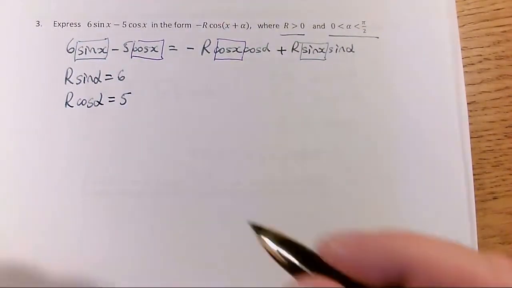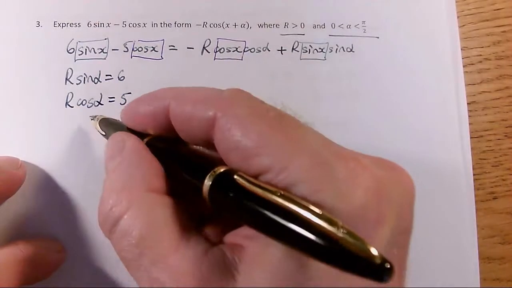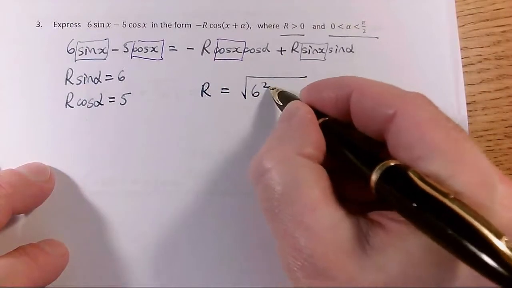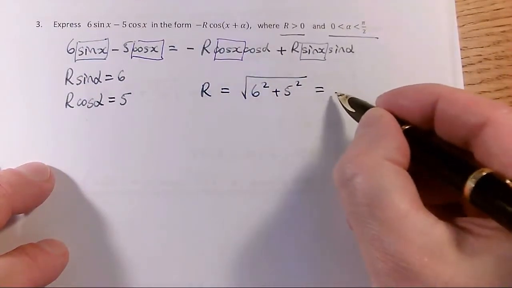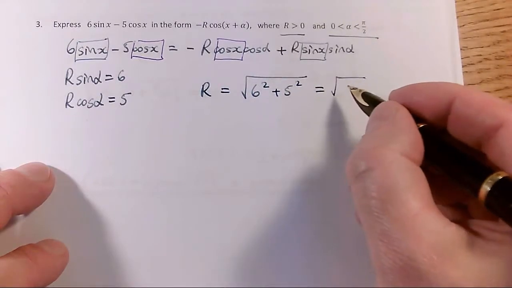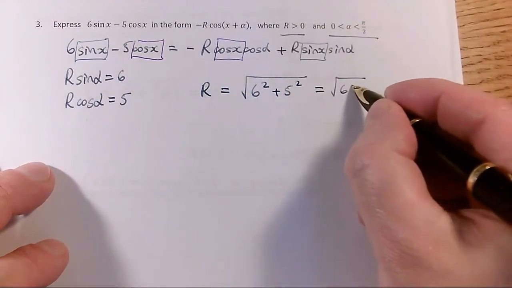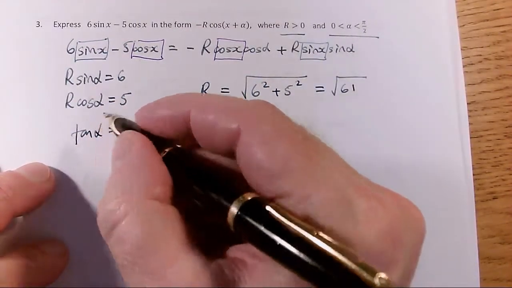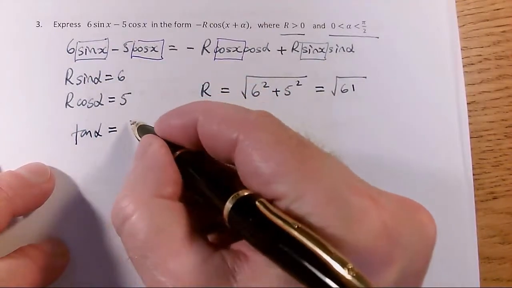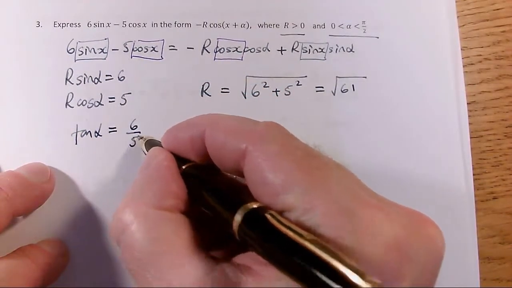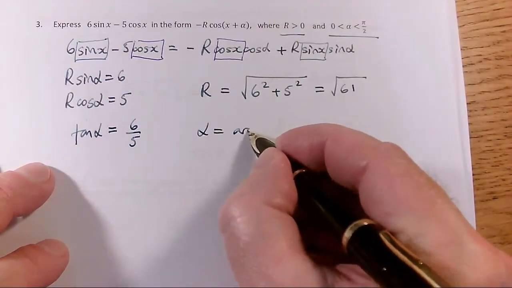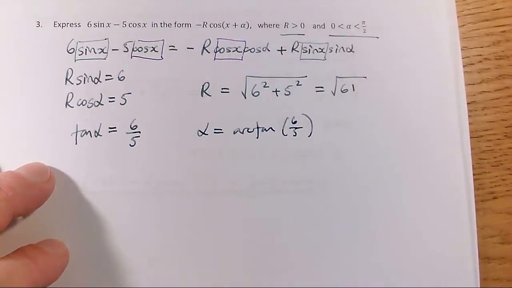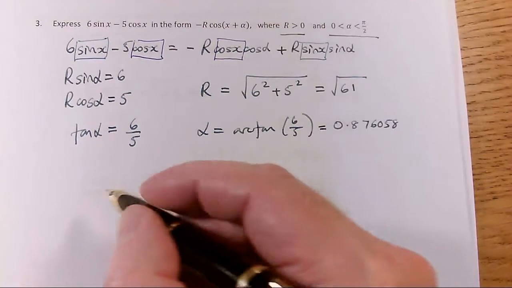And now I'm in the normal situation. I could do it with sine squared plus cos squared equals 1, but I know that r is just going to be the Pythagoras of 6 and 5. So the square root of 6 squared plus 5 squared is the square root of 36 plus 25, which is what, 61? Okay, and tan of alpha, well, I want the sine on the top and the cos on the bottom, so tan of alpha is 6 over 5. Okay, so alpha equals arctan of 6 over 5. And the calculator says that number there. And I've basically done it.